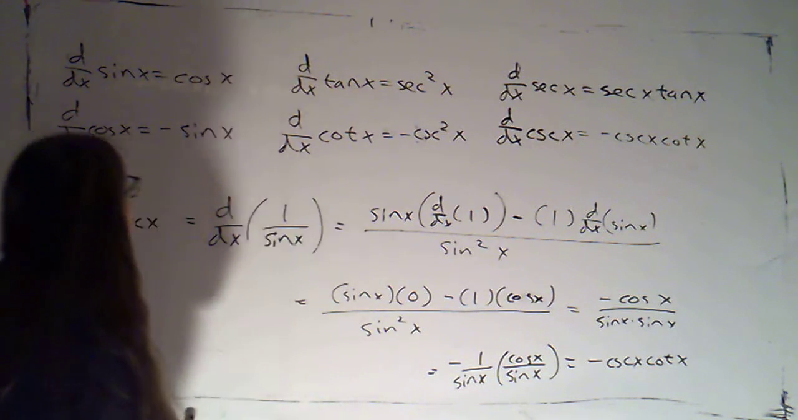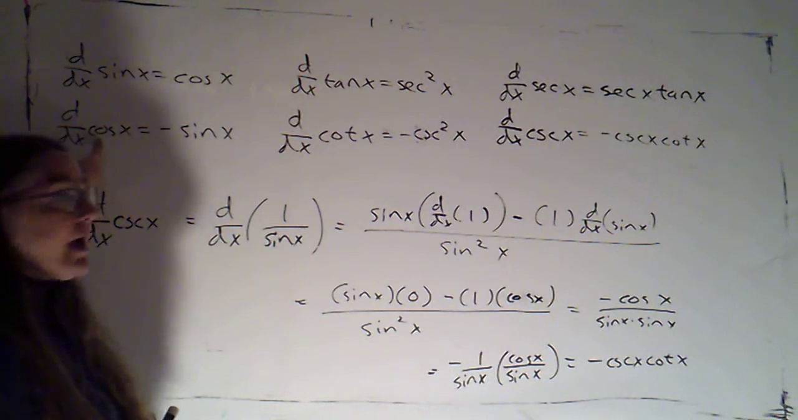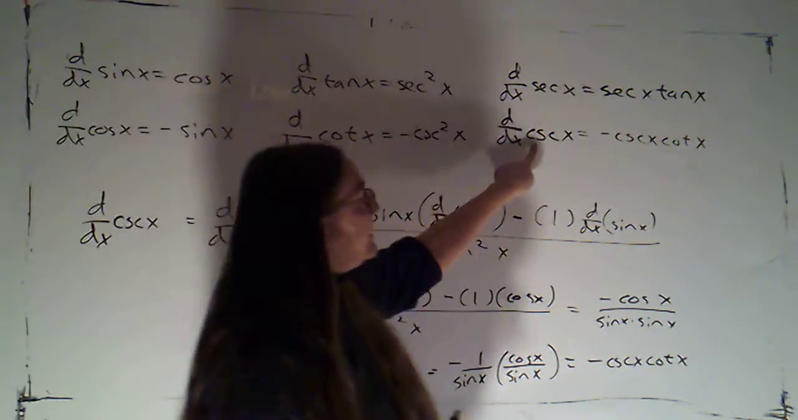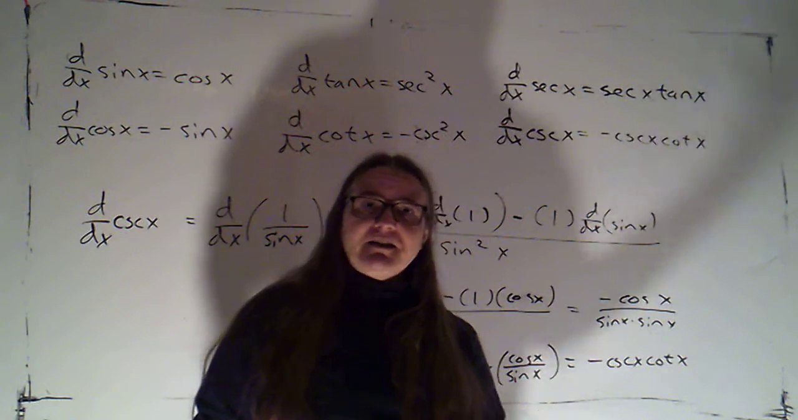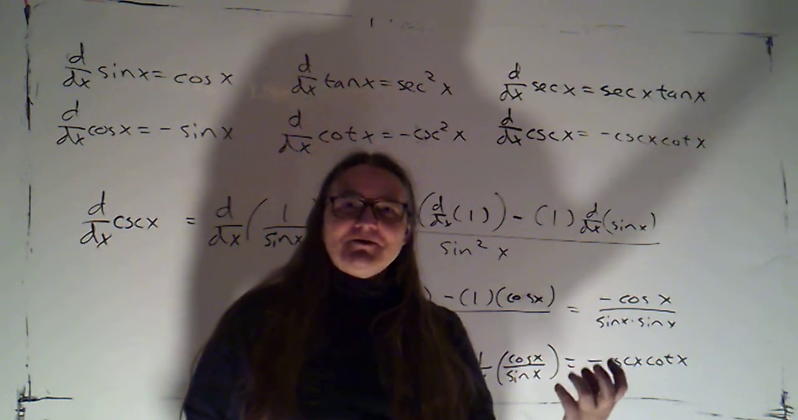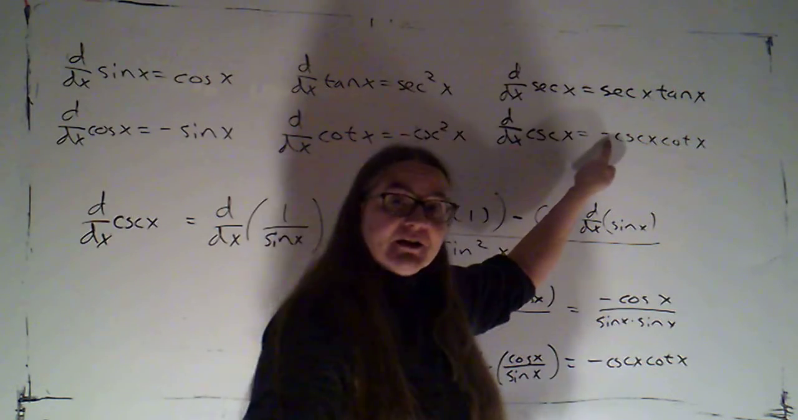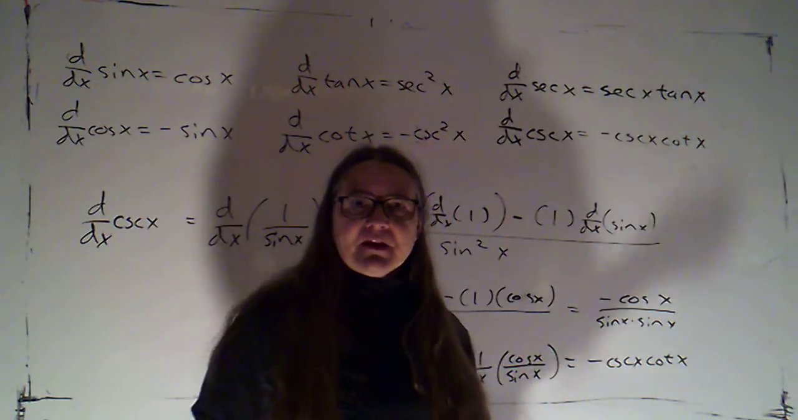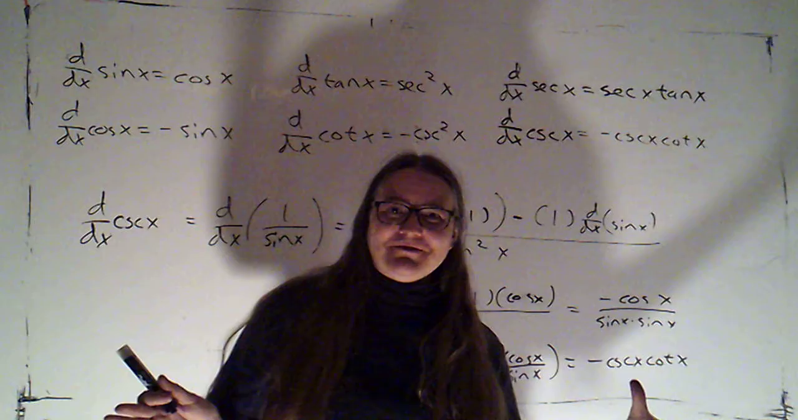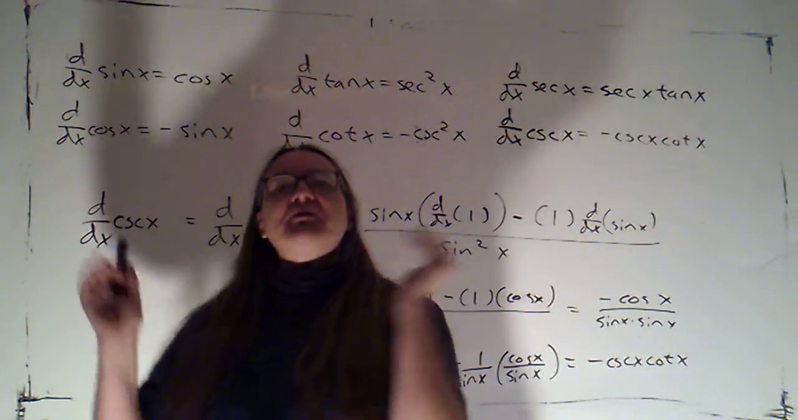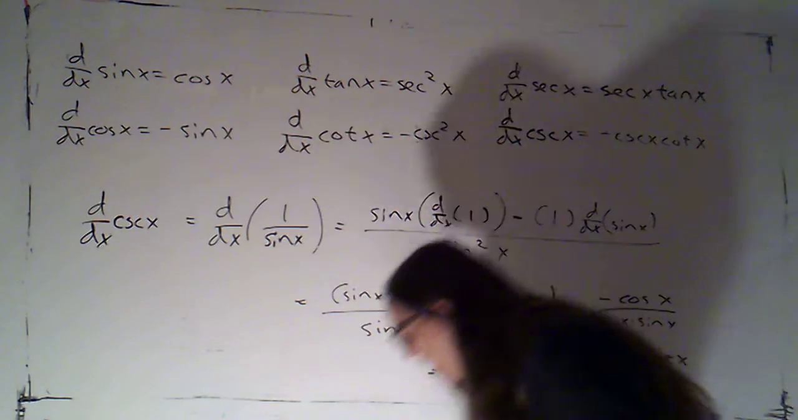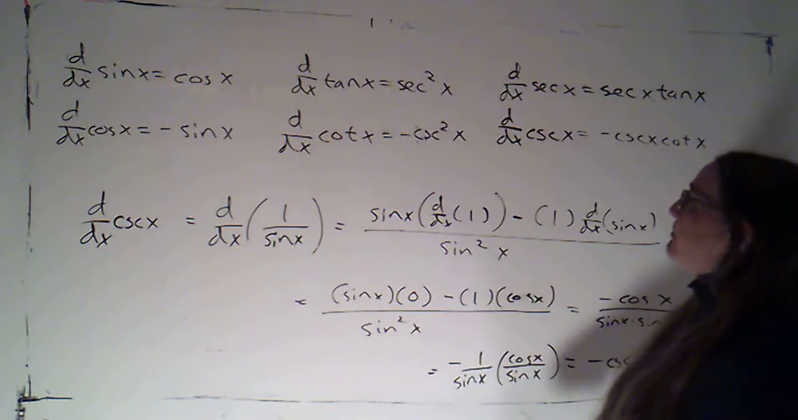The other thing I'll mention is that if there is a co in the name of the function, cosine, cotangent, cosecant, there is a negative sign in the formula for the derivative. So 3 of the formulas have a negative sign. Those go with the 3 trig functions that have a co in their name.